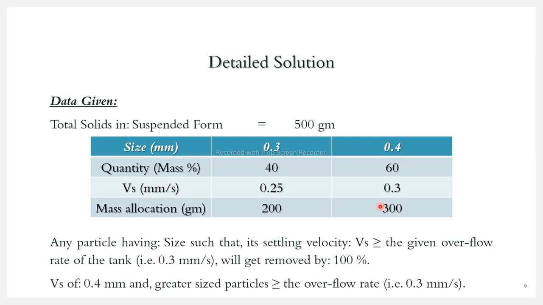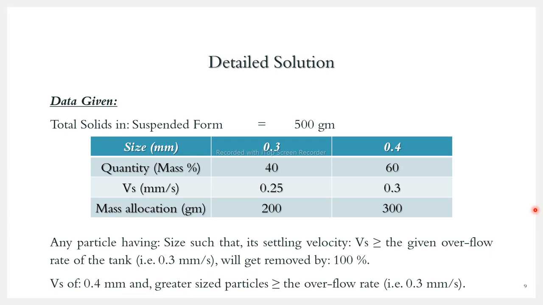So there is a drag force formula. Do you remember that? We derived another formula based on the drag force formula in the last class, the Stokes' law region. If you have watched the recording, FD equals 6 pi eta r v. It was something like 6 pi mu r v or 3 pi mu d v. So you can relate that. There is a relationship between this Vs and the particle size, which is why it has been told as 0.4 millimeter and greater size particles.